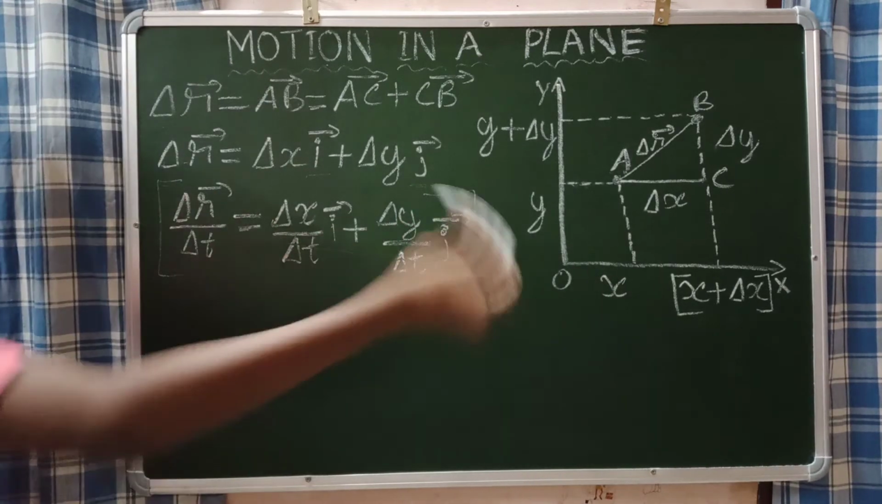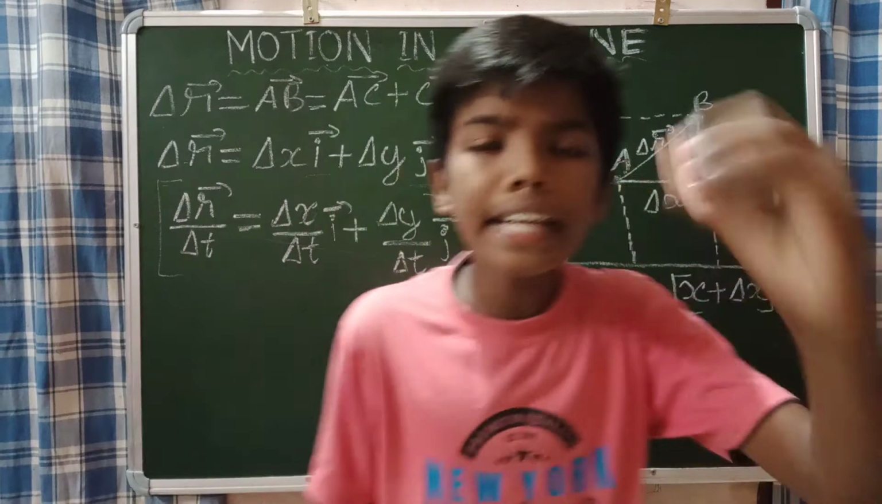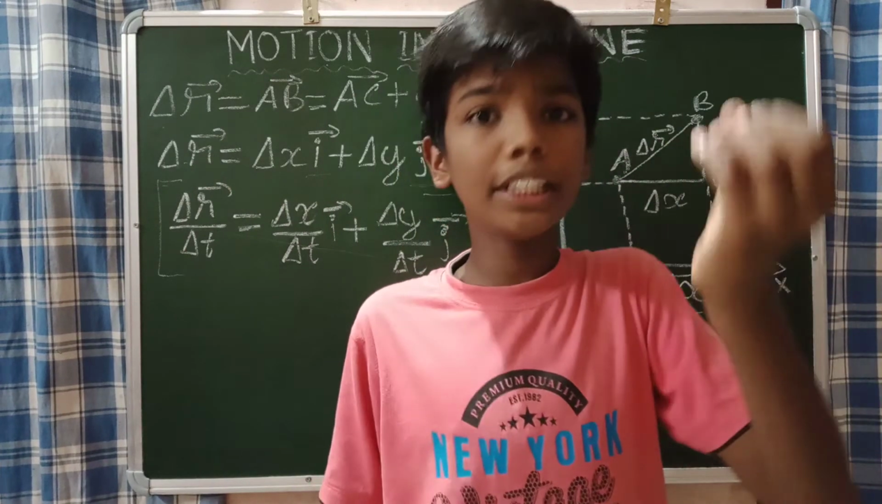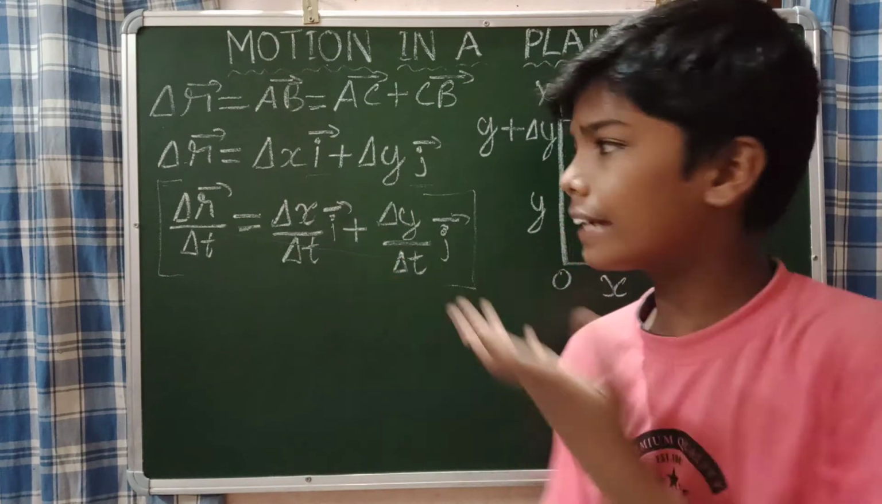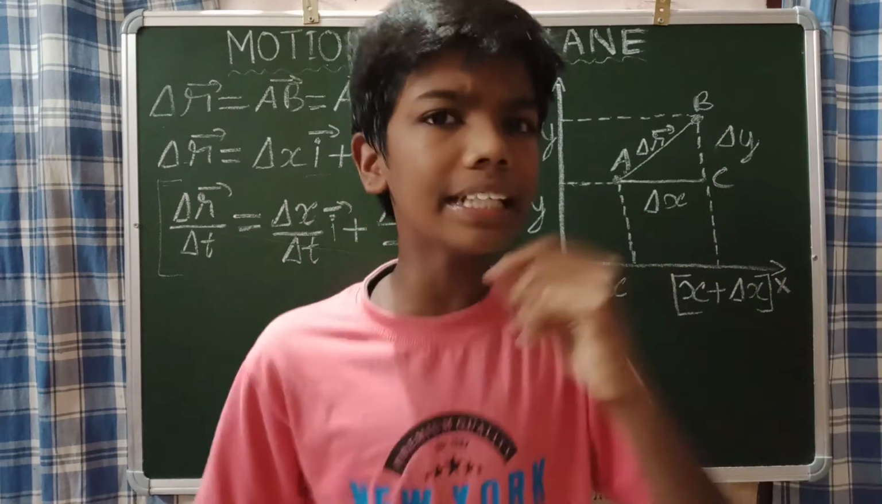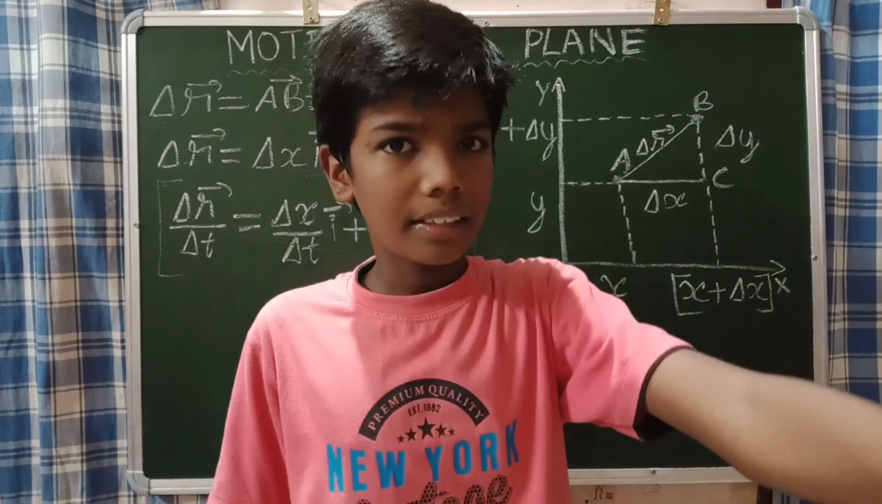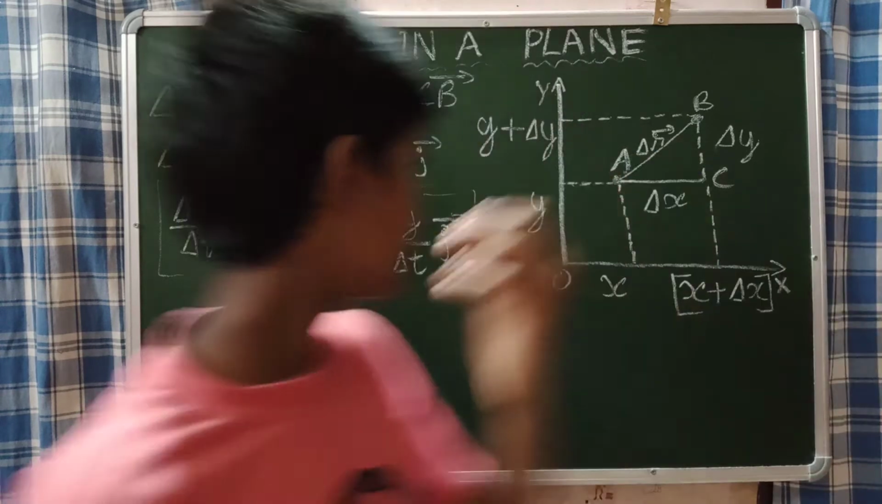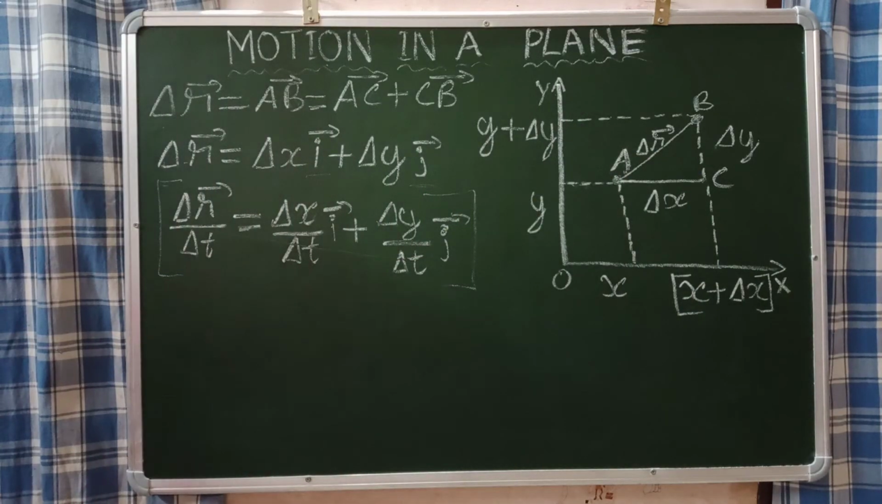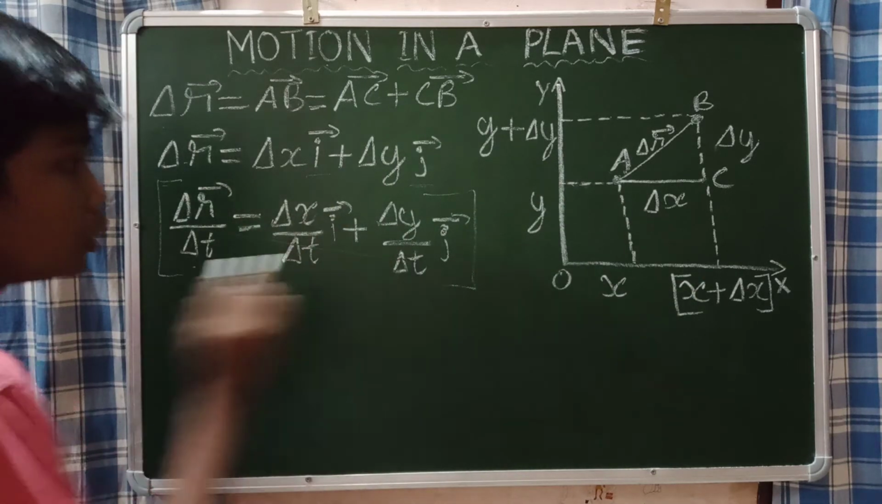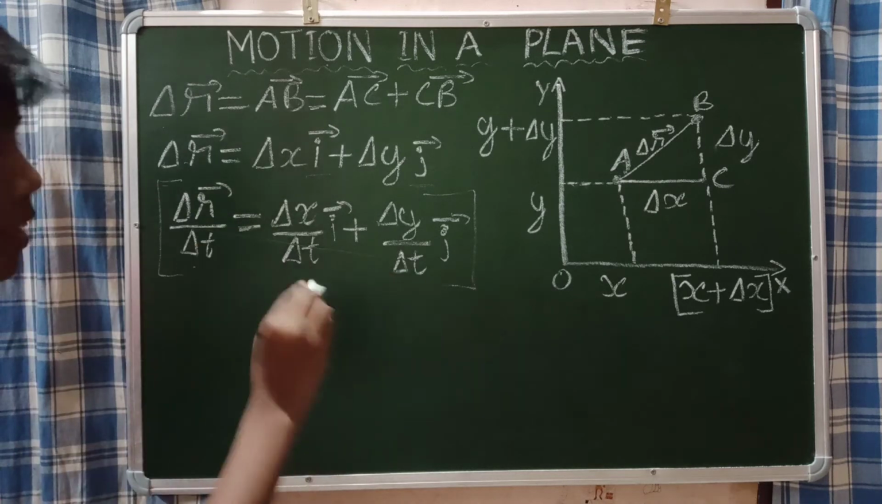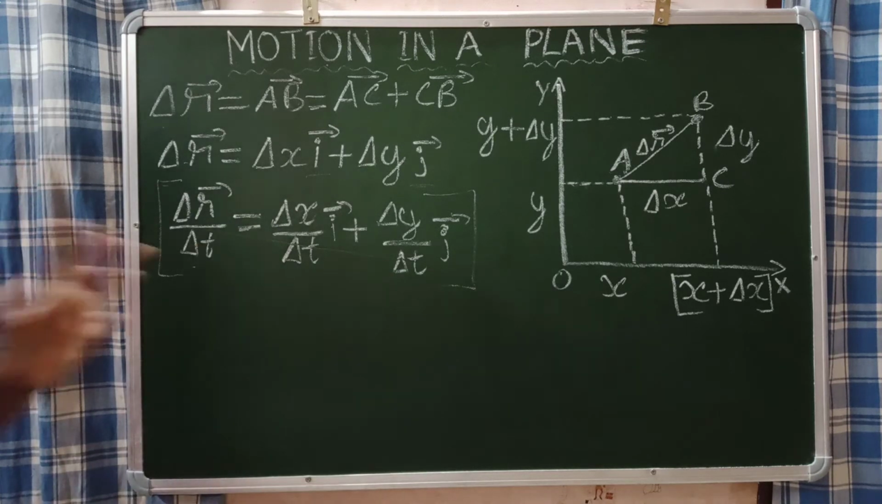Now change this equation into instantaneous form. How will you change it? Changing this equation into instantaneous form means you are going to use differential calculus. When you use differential calculus, you take delta t, that is, the limit of delta t tending to 0. That will give us the velocity.